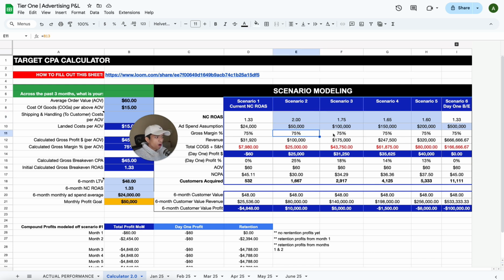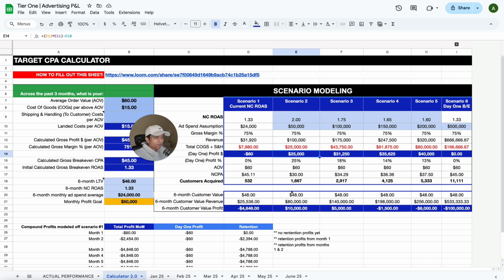But assuming the gross margin stays the same, which it should, we generate $175,000 in revenue with a total cost of goods and shipping and handling at $43K. And that leaves us with $31,000 in total profit. And as you can see, we actually made more volume of profit on day one on those customers at a 1.75 return on ad spend than we did on a 2 return on ad spend.